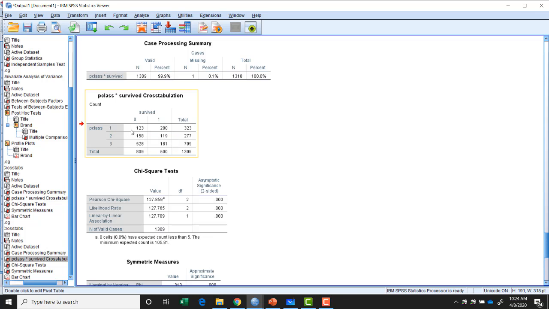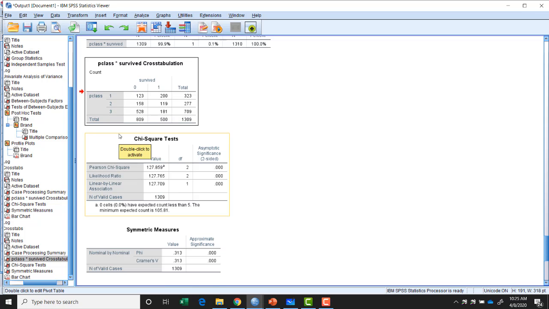So in the first class, 200 people survived and just over 100 people didn't. So nearly twice as many people survived as didn't survive. But in the third class, it's like 3-to-1 in the opposite direction. So again, there were not enough lifeboats for the people in the lower classes.